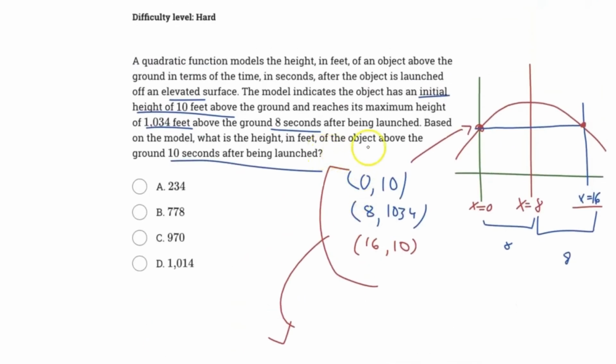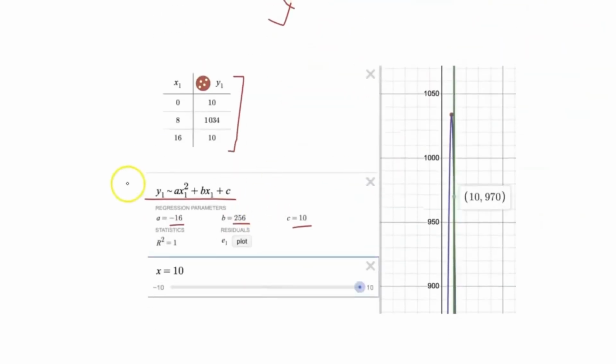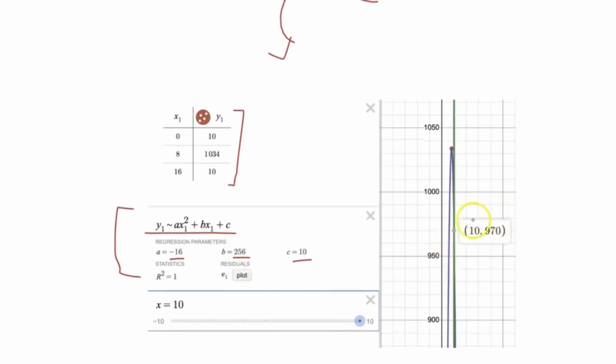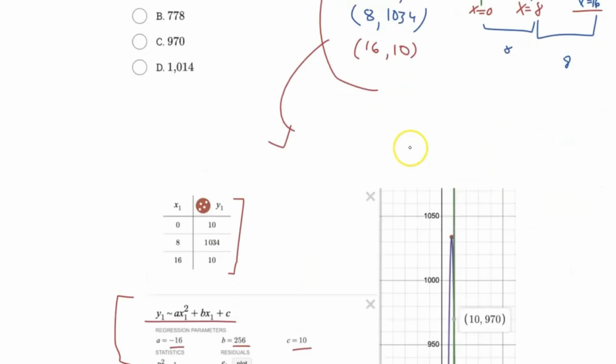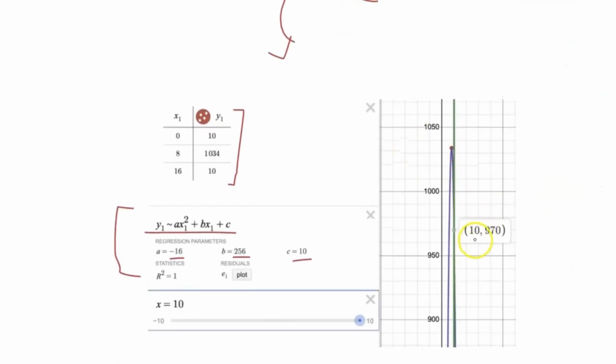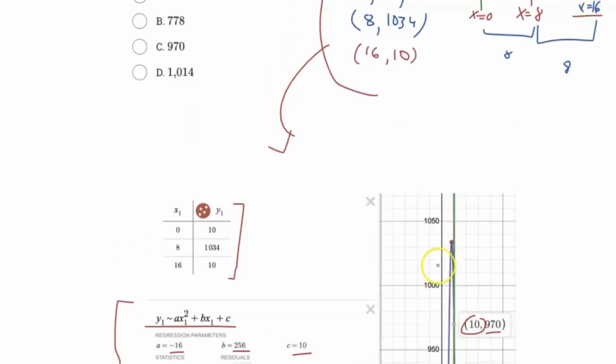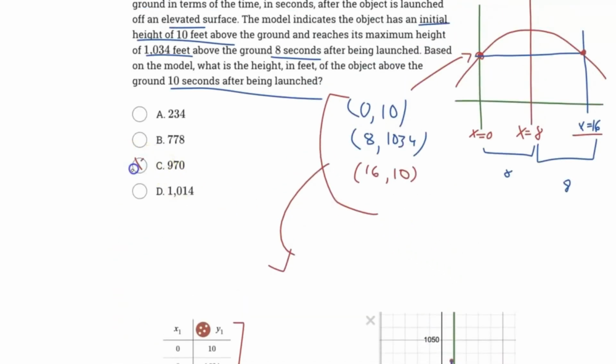But the question is asking, what is the height, in feet, of the object above the ground 10 seconds after being launched? Since we already have the function that represents the problem, all we have to find is the height of the object 10 seconds after being launched, when x equals 10. So we just put in x equals 10 here, found the intersection, and we see that when x equals 10, the y value equals 970. Therefore, our answer is choice C.